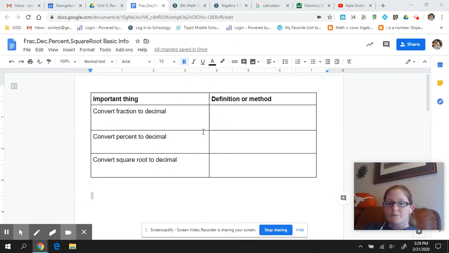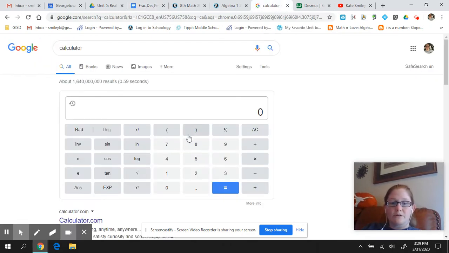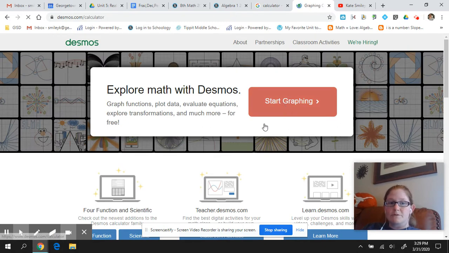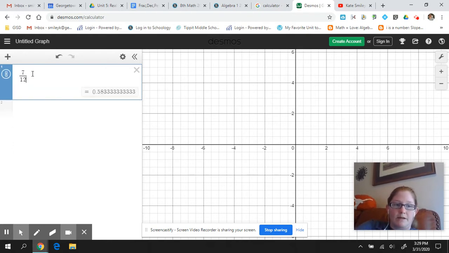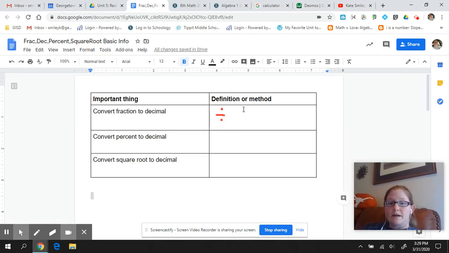Okay. So the first thing, for doing a fraction to a decimal, all you're going to do is simply divide. So if this means going to search a calculator on Google, let's say you had 7/12, you do 7 divided by 12 and it would give you your decimal. If you want to use Desmos, it's desmos.com, I've told you about in previous videos, you would type the same thing in here, 7 divided by 12, and it does the work for you there. Okay, either one, you can use your phone calculator. Okay, but you're going to divide.